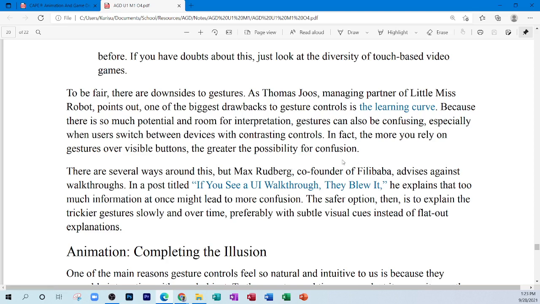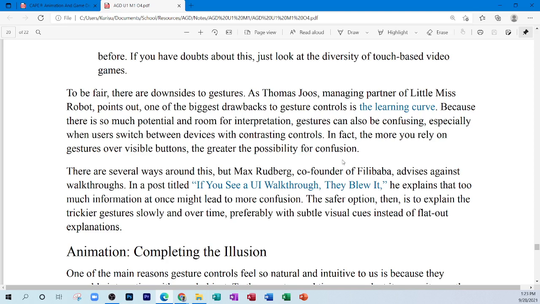Alright, continuing, Zin. To be fair, there are downsides to gestures. As Thomas Hughes, managing partner of Little Miss Robot, points out, one of the biggest drawbacks to gesture controls is the learning curve. Because there is so much potential and room for interpretation, gestures can also be confusing, especially when users switch between devices with contrasting controls. In fact, the more you rely on gestures over visible buttons, the greater the potential for confusion.